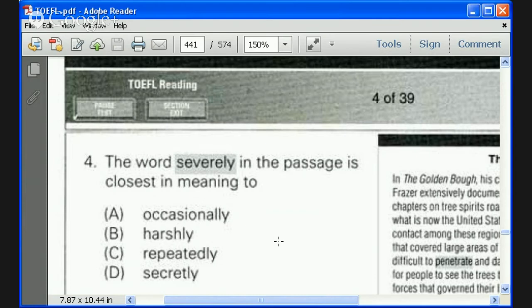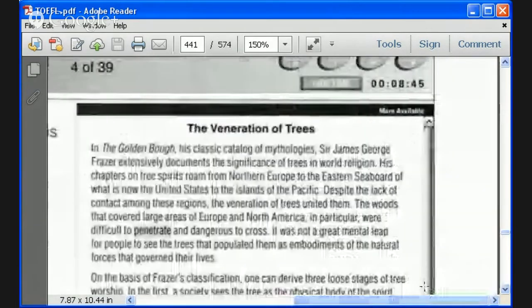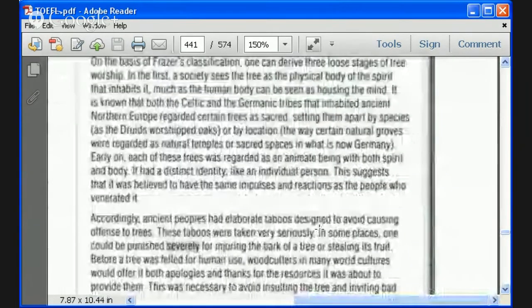So much better to attack the questions that can save you time and that you know you can be confident about the answer. All right, another vocabulary question. The word severely in this passage. Again, not going to bother looking. Go right to severely.